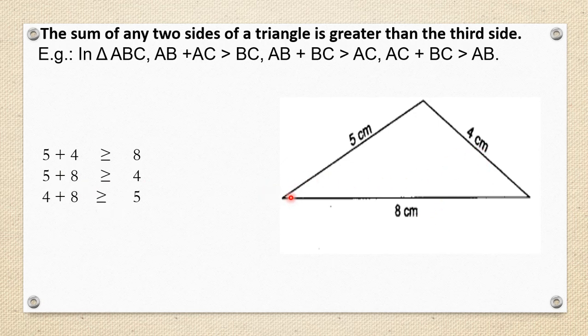And the last one, 4 and 8. So 4 plus 8 is equal to 12, which is greater than 5, the third side. So this is how the sum of any two sides of a triangle is greater than the third side.